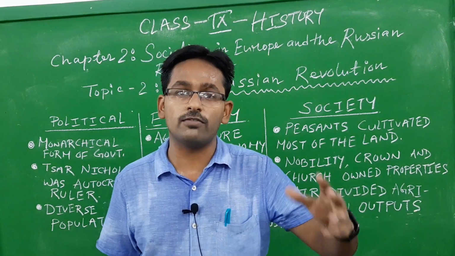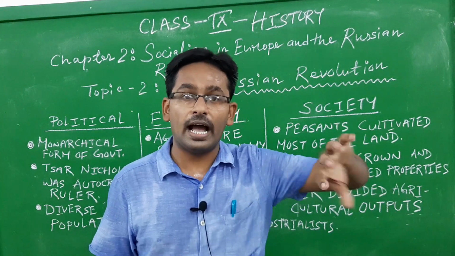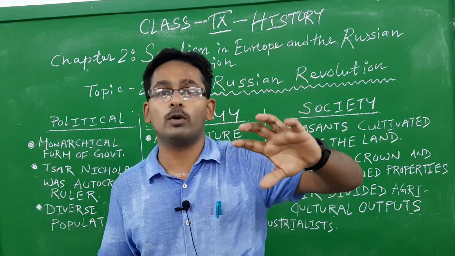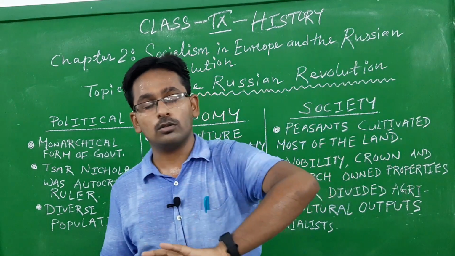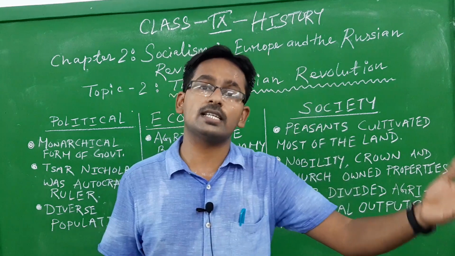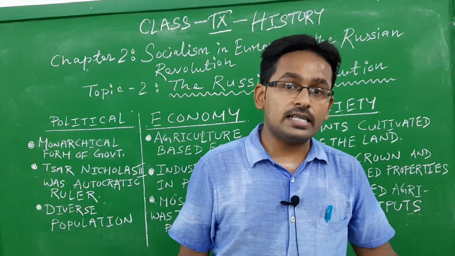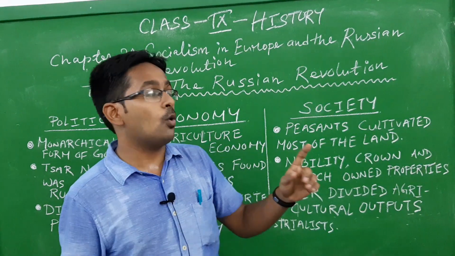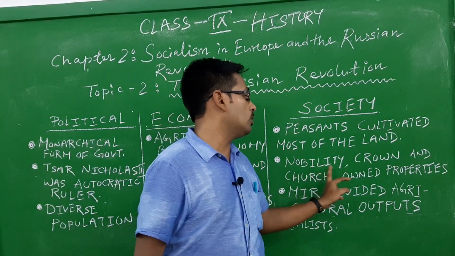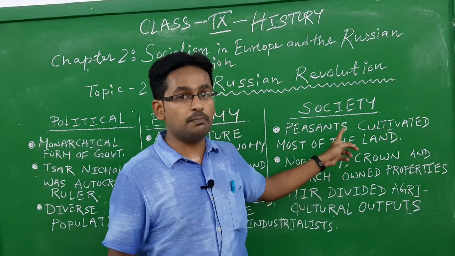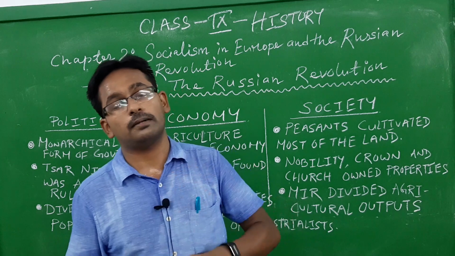I think you know that in France the society was divided into three groups, and there were two kinds of people. One is called privileged, another is called non-privileged. So in Russia there is the same condition. Basically all the property is owned by these three groups, nobility, crown and church, and only the peasants cultivated most of the land.